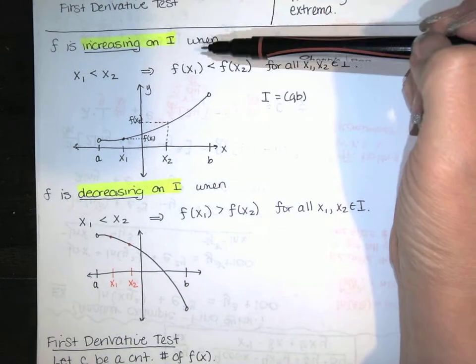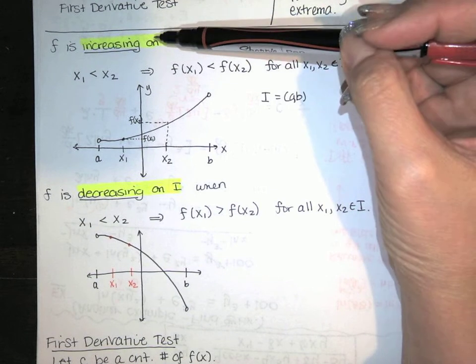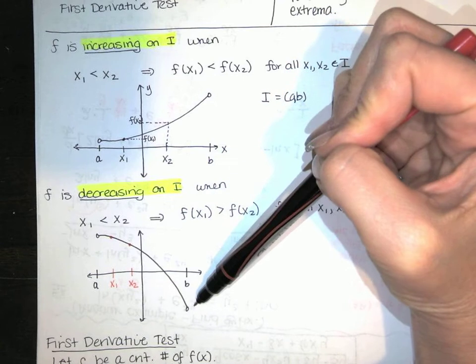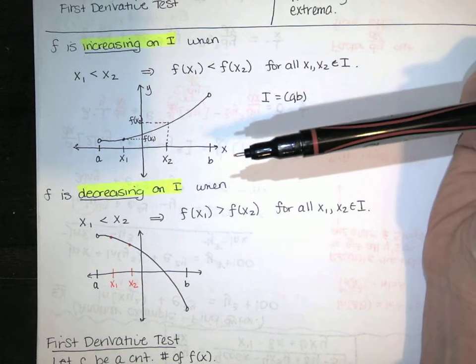So when we refer to increasing and decreasing, we're always talking about the y values. Are the y's going up? It's increasing. Are the y's going down? It's decreasing. But be careful.